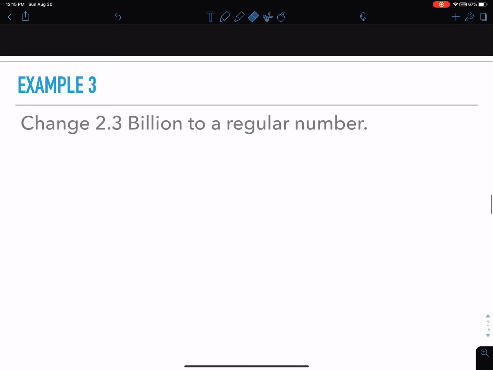So 2.3 billion to a regular number. We're going to change the decimal point to a comma. So 2,3, and we need to make that billion. If we add 2 zeros, that's only in the thousands. If we add 3 more zeros, that's in the millions. And then if we add 3 more, the 2 is going to be in the billions. So there's 2.3 billion as a regular number. It's a lot easier to write this in the paper or in a news article than it is to write this number.